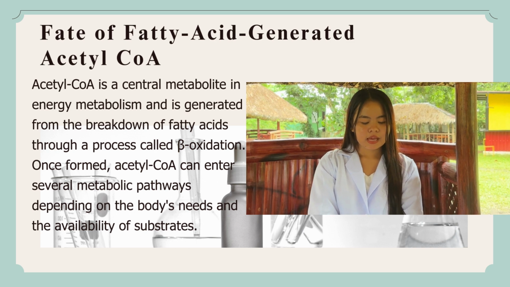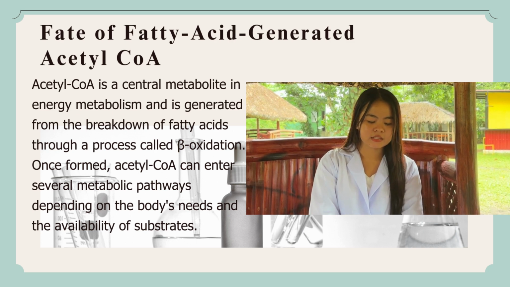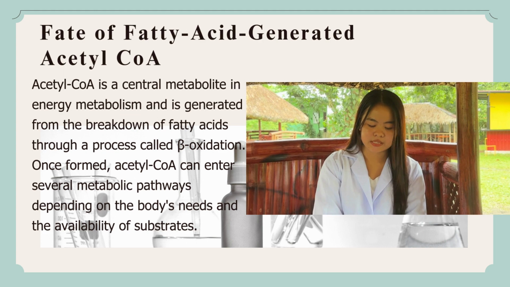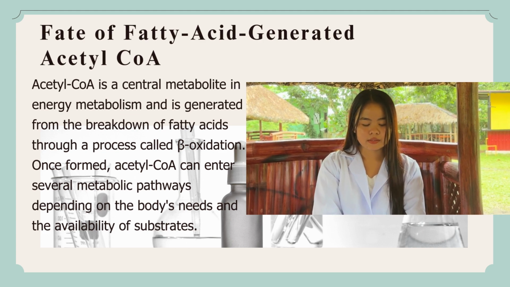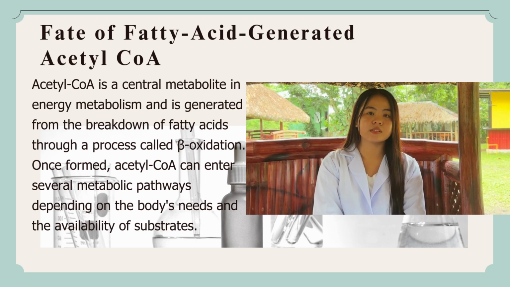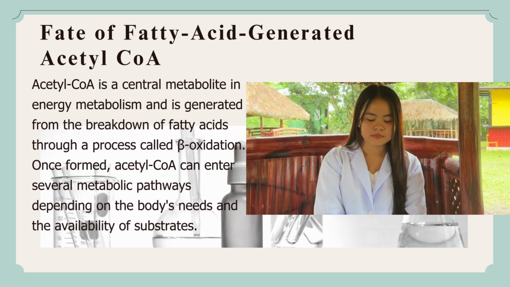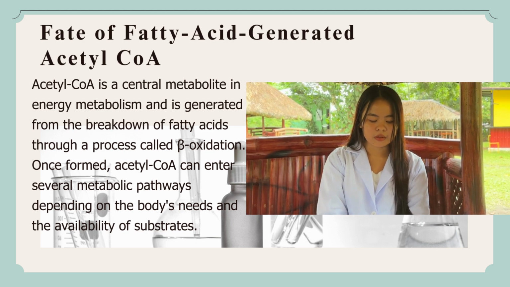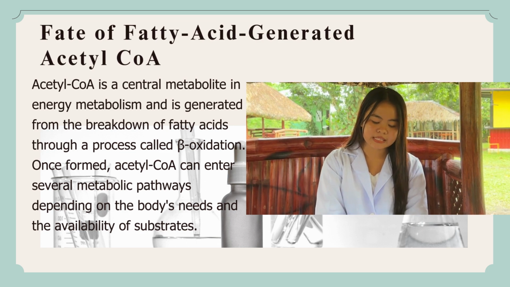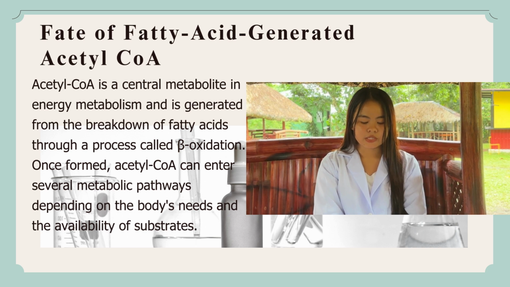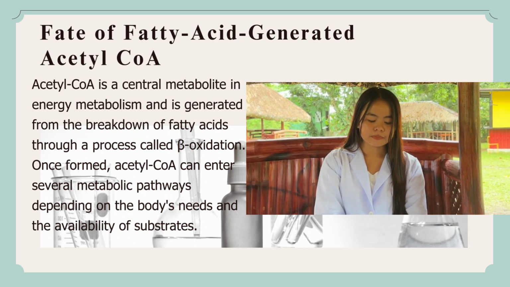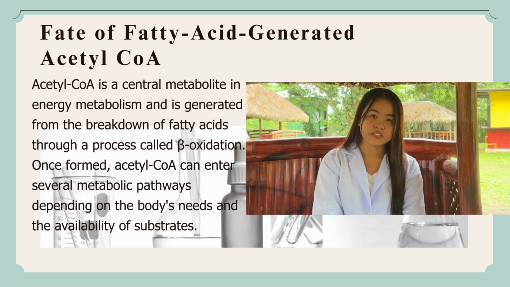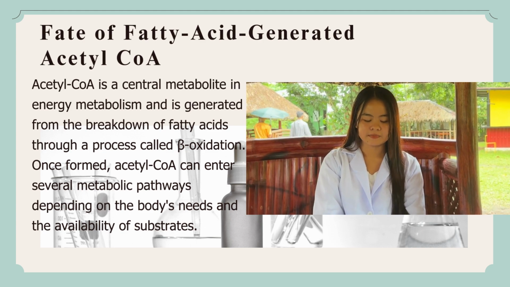Now let's talk about the fate of fatty acid-generated acetyl coenzyme A. Acetyl coenzyme A is a central metabolite in energy metabolism and is generated from the breakdown of fatty acids through a process called beta oxidation. Once formed, acetyl coenzyme A can enter several metabolic pathways depending on the body's needs and the availability of substrate. Here are the primary fates of fatty acid-generated acetyl coenzyme A.